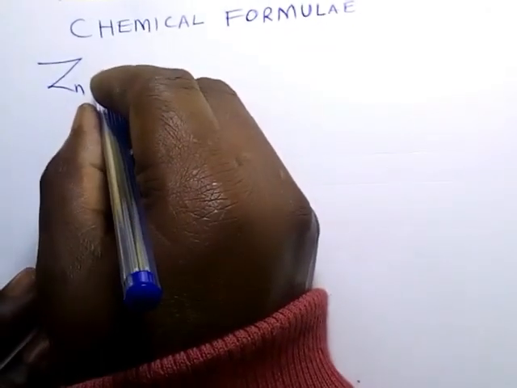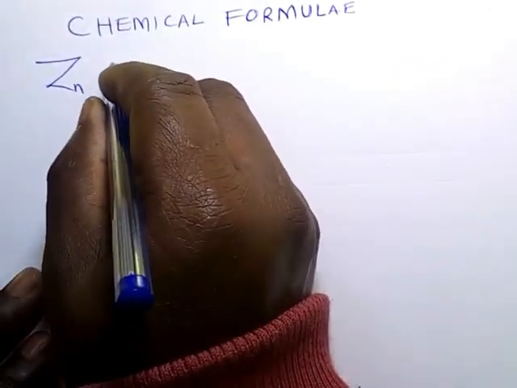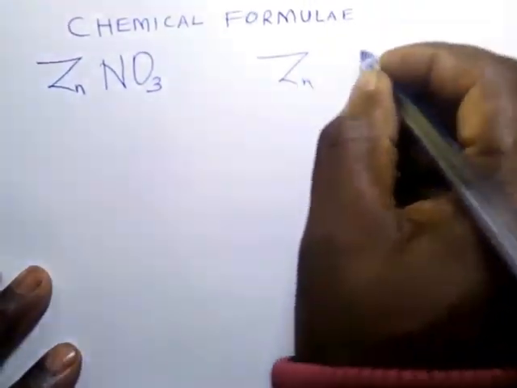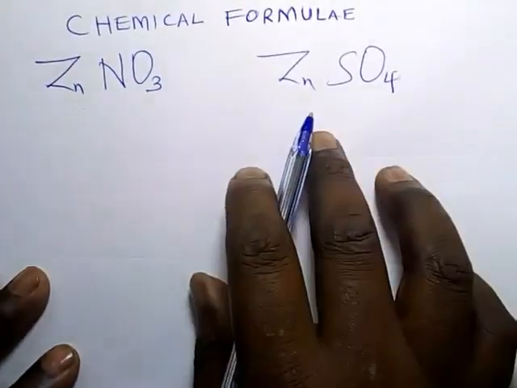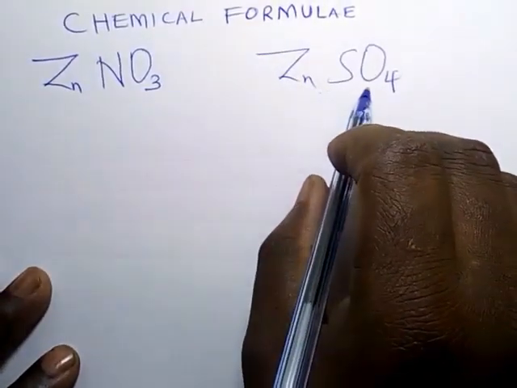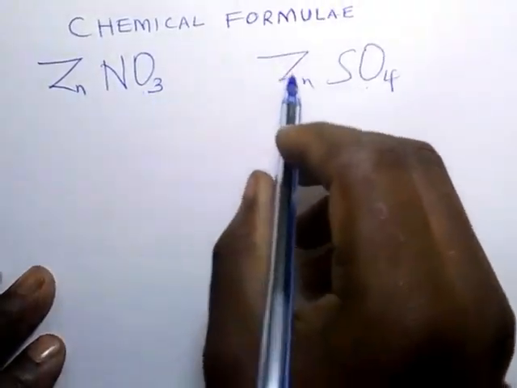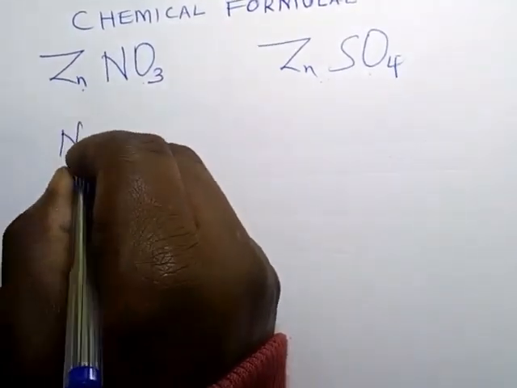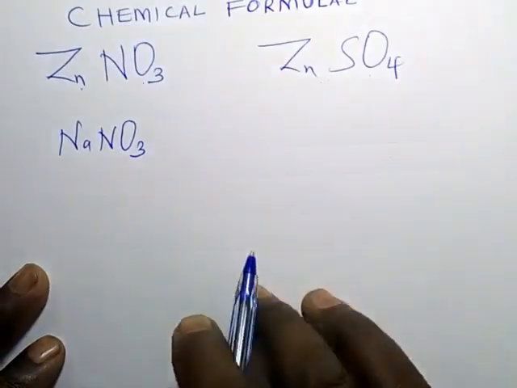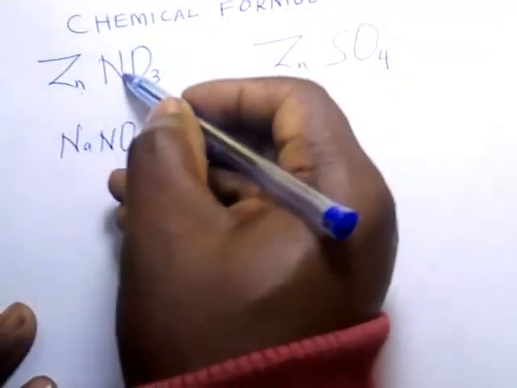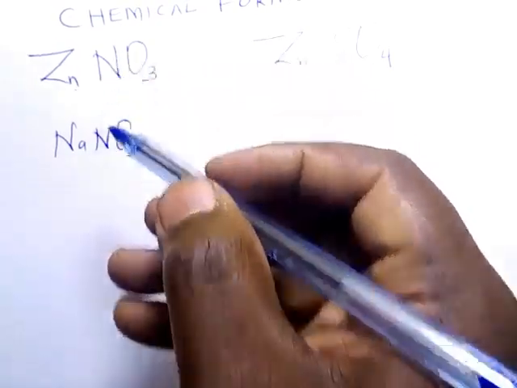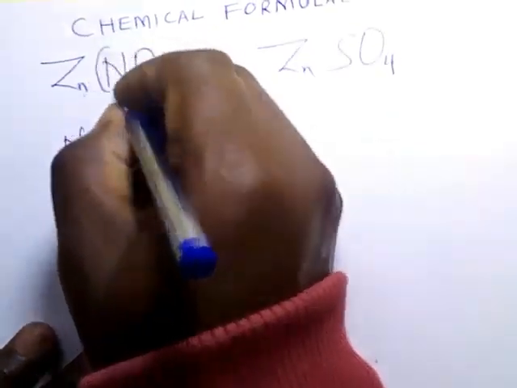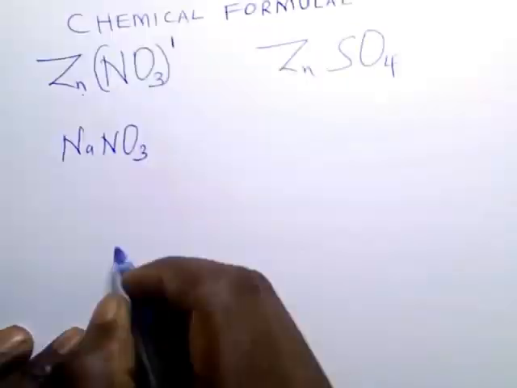Zinc nitrate, zinc sulfate. These are salts. So zinc sulfate is written like this, zinc nitrate is written like this. So let me first talk about the nitrate, and then zinc nitrate, and then sodium nitrate before I come to sulfates. Let me talk about nitrates. Nitrate, we know, is a radical. Nitrate is a radical, valence 1. Therefore, it means that this here has a valence of 1, right?